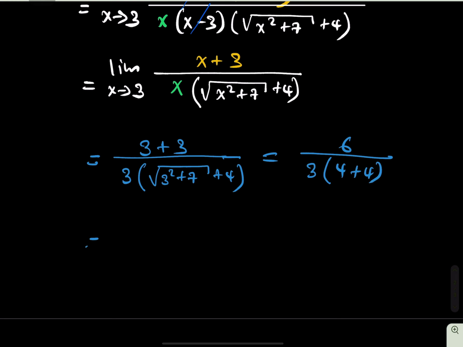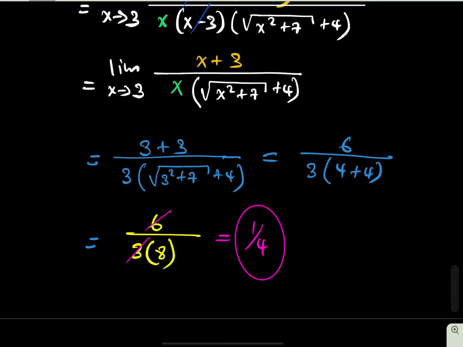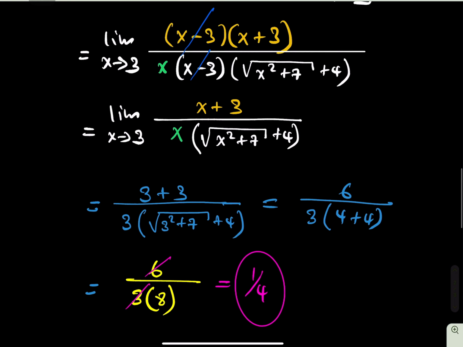And then you simplify it nicely. You'll see that this is going to be 6 over 3 into 8. And if you have got the brain power, you can see that this is going to take away that 3. So you'll be left with 2 over 8. 2 over 8 is primarily 1 over 4, which is also known as a quarter. So that should be the answer for that particular limit, the first limit.